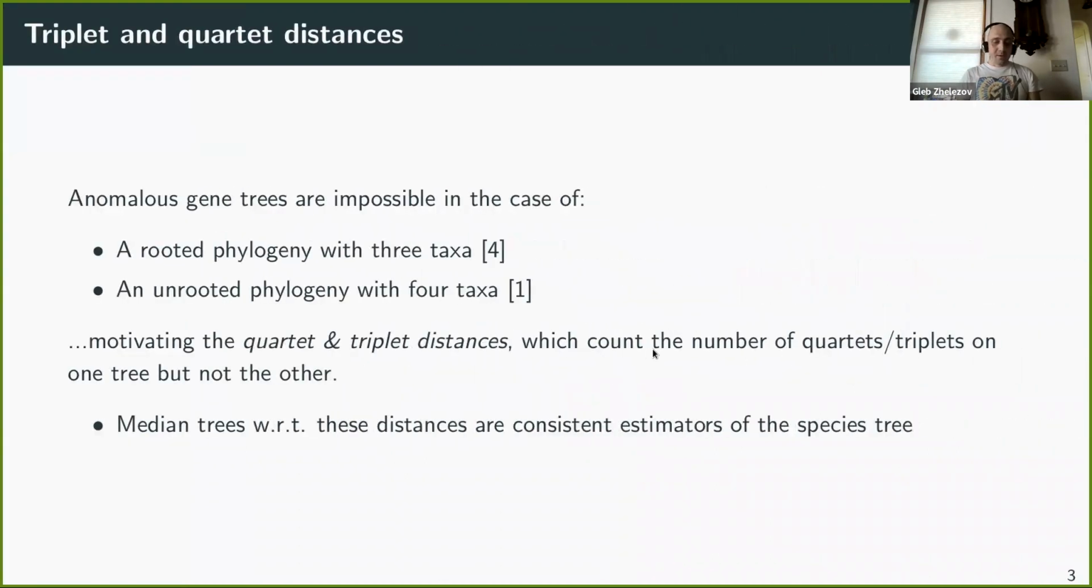One of the very popular ones are the triplet and quartet distances. Quartets are probably much more popular because of Astral, but the approach is essentially the same. And they're based on the observation that anomalous gene trees are impossible in the case of a rooted phylogeny with 3 taxa or an unrooted phylogeny with 4 taxa. And so that motivates the quartet and triplet distances, which just count the number of quartets or triplets on one tree, but not the other. And with that distance, you can define a median tree with respect to these distances. And it turns out that that's a consistent estimator of the species tree under the MSC.